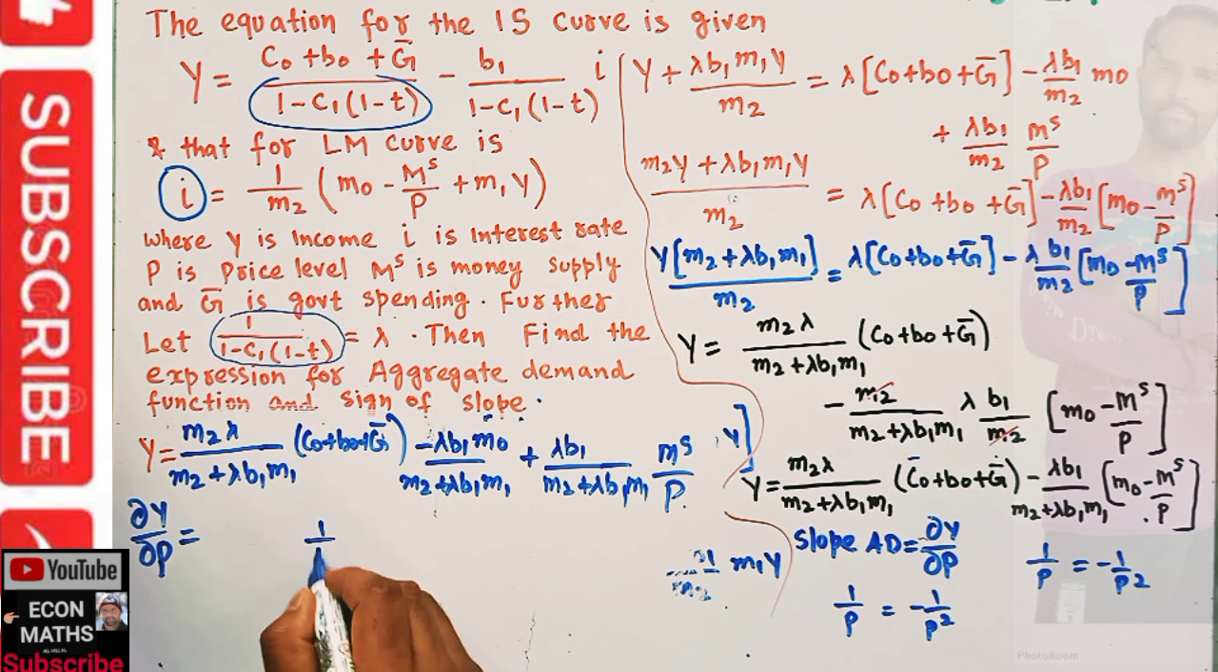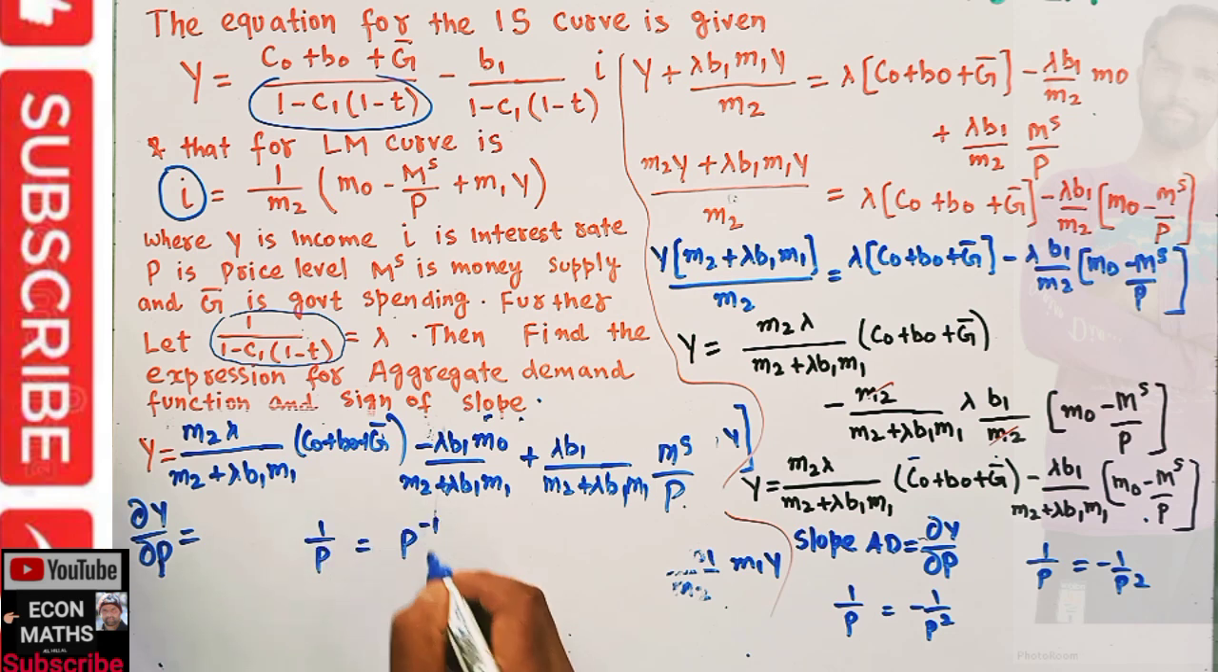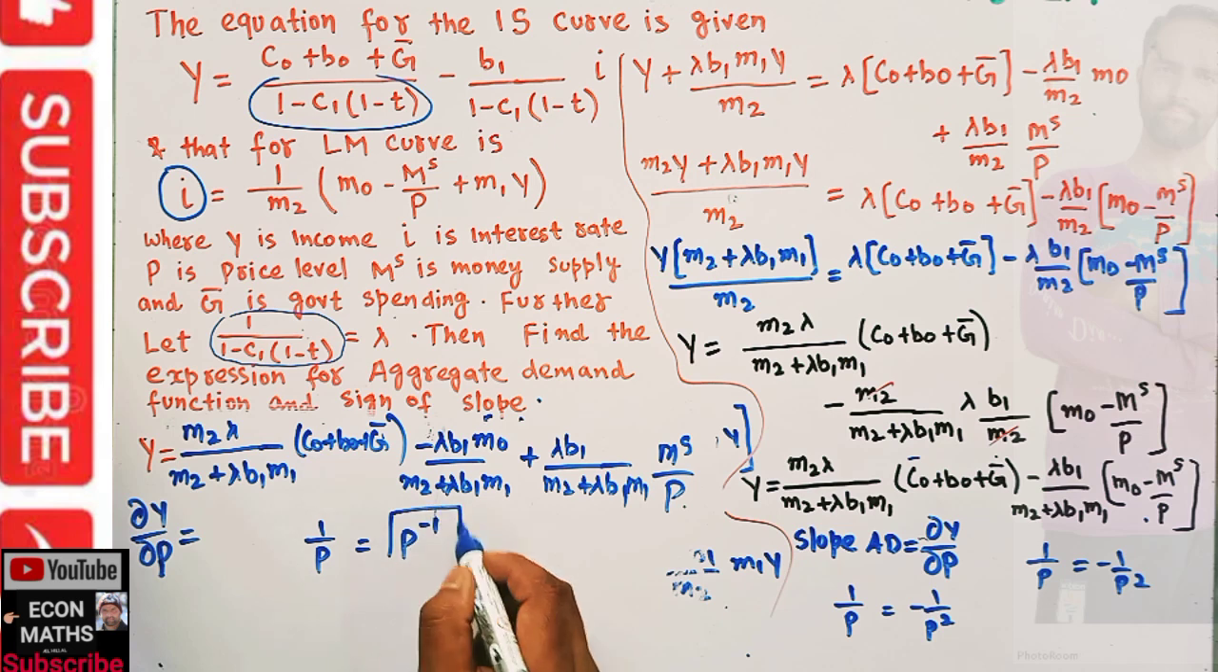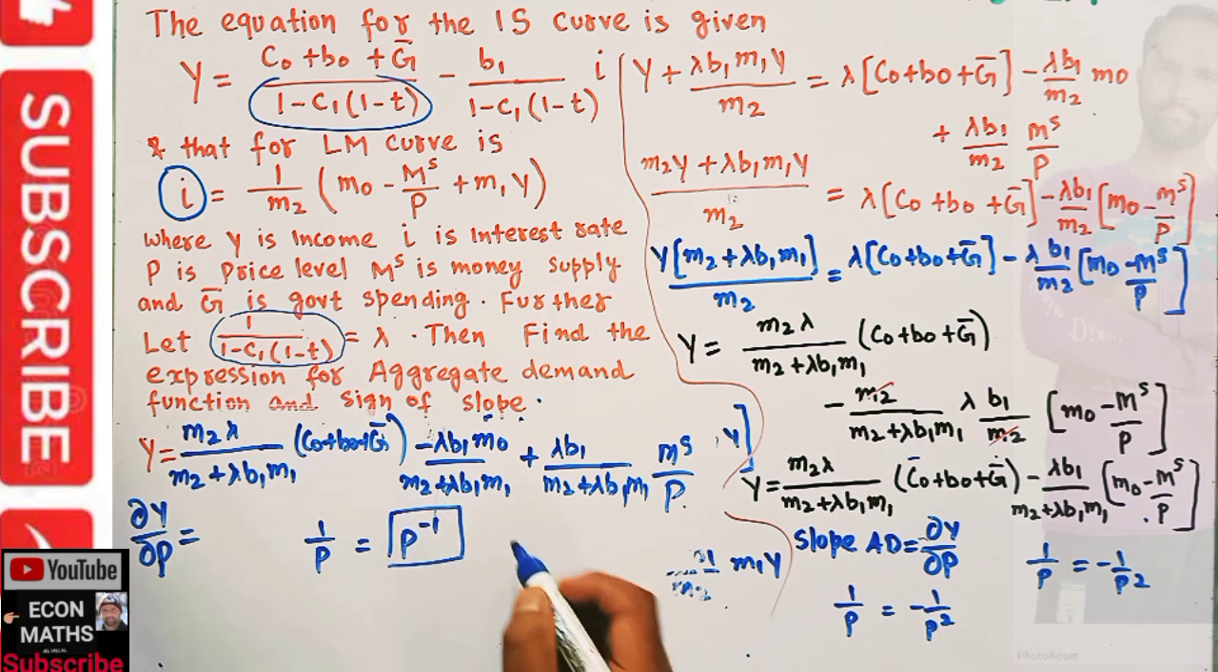If we have 1 upon p, I can write it like this, p to the power minus 1. I have just transposed this p to the numerator, its sign will obviously change. So its derivative, simply by the power function rule, exponent becomes coefficient and exponent is subtracted by 1. So we have minus 1 minus 1, so it becomes minus p to the power minus 2. Again, if I write it like this, minus 1 upon p square. I just transpose it again to the denominator, its exponent sign will change.